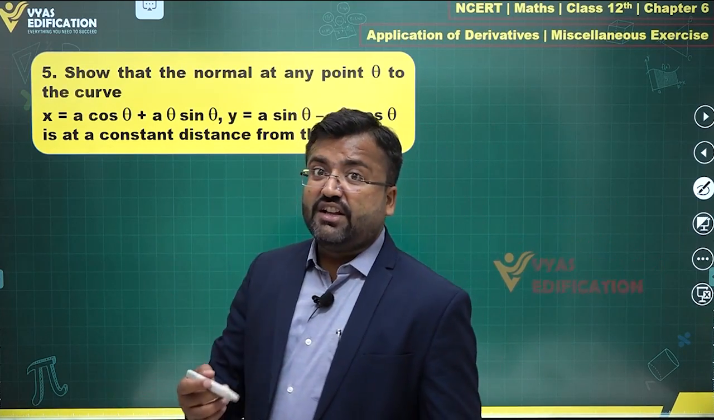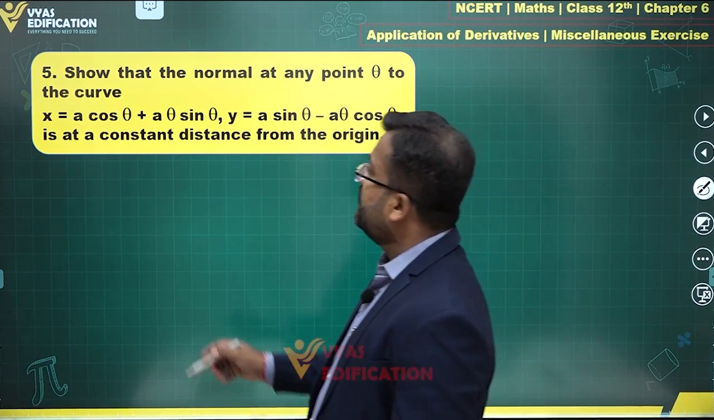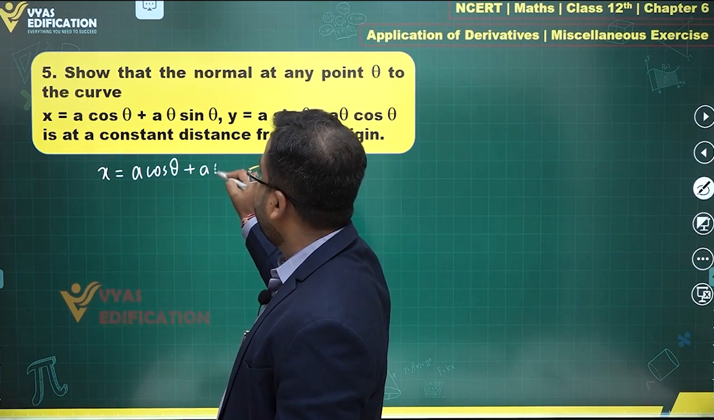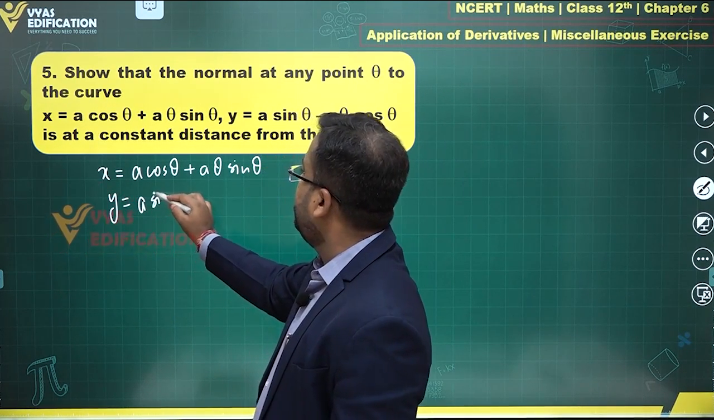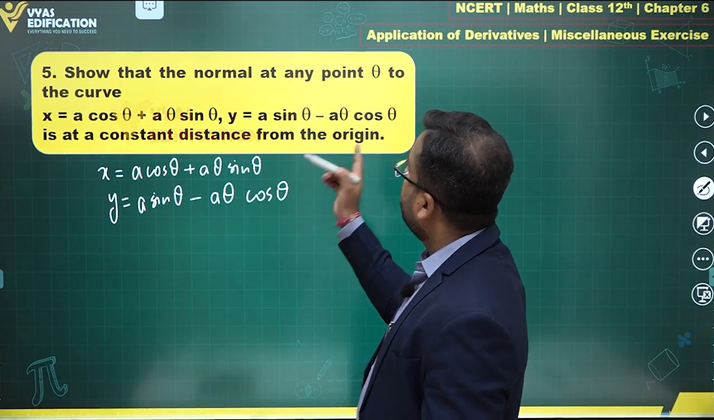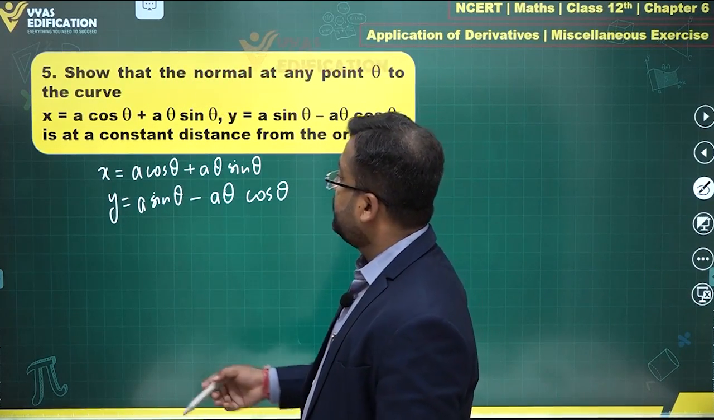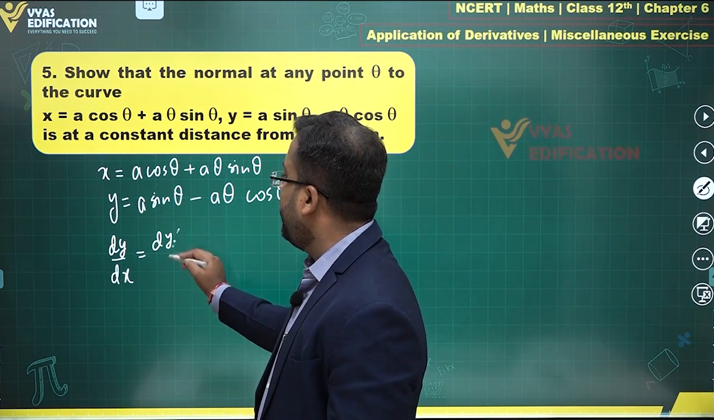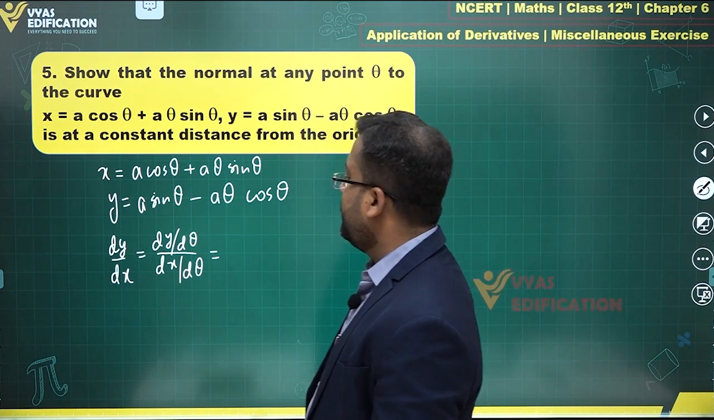So for finding the normal we need the slope of normal, and for that we need the slope of tangent first of all, right? So x is a cos theta plus a theta sin theta, y is a sin theta minus a theta cos theta. We're talking about any general point theta. dy by dx will be equal to dy by d theta upon dx by d theta. Let's find that.